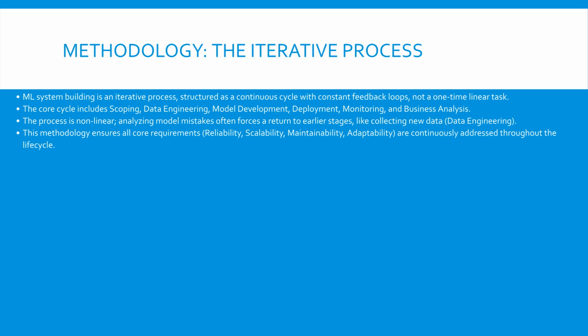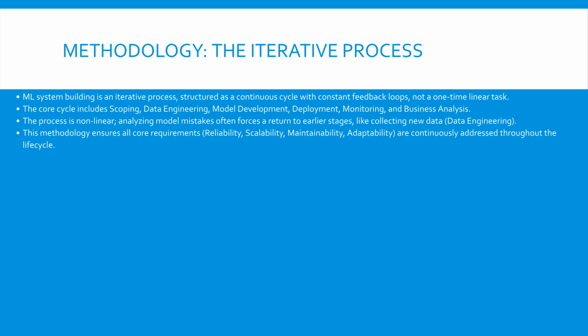Post-deployment mandates rigorous Step 5, monitoring and continual learning, constantly checking for performance decay, data shifts, and anomalous behavior. Finally, Step 6, business analysis reassesses the project's real-world impact against its original ROI objectives. Critically, this cyclical process is explicitly nonlinear. Detailed analysis of a deployed model's mistakes might instantly force an immediate return to the data engineering stage to procure new data or refine labeling quality, entirely bypassing subsequent intermediate steps.